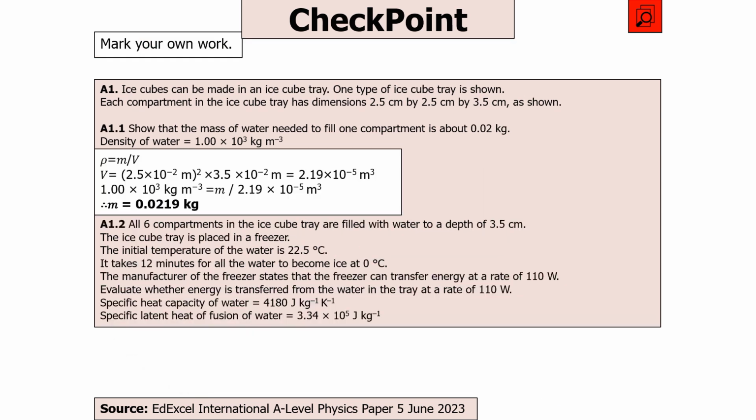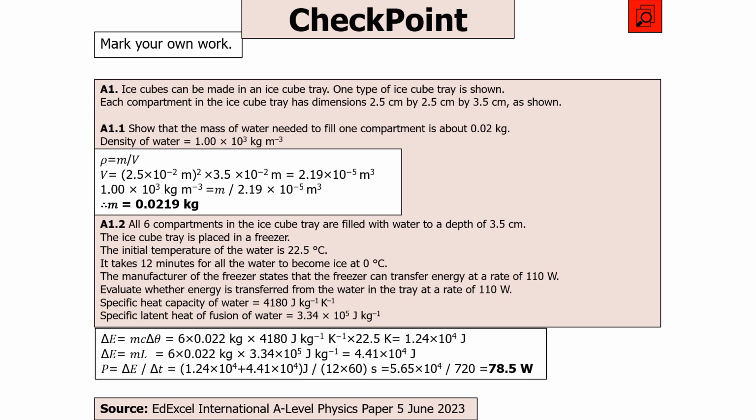Right, so we know density is mass over volume, so therefore volume is going to work out to be the mass divided by the density. You can work out what the volume is going to be by doing 2.5 times 10 to the minus 2 times 2.5 times 10 to the minus 2 times 3.5 times 10 to the minus 2, turning centimeters into meters, so we get 2.19 times 10 to the minus 5. We can therefore say that the mass is the density times the volume. So we've got the density, we've got the volume, multiply them together, we get 0.0219 kilograms.